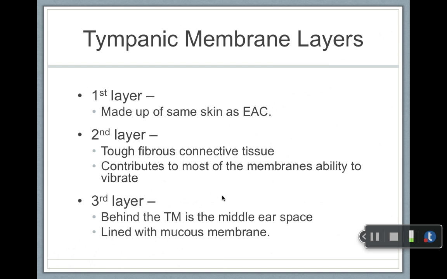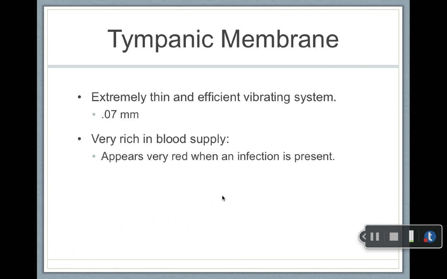There are 3 layers to that tympanic membrane. The first layer is just a continuation of the skin of the ear canal. The second layer is a fibrous connective tissue. It's tough, and that's what helps vibrate, and that's the real vibration portion of it. And the third layer of the tympanic membrane is the lining of the middle ear space. The lining of the middle ear space is very similar to the lining of your nose. So it's lined with mucous membrane. The tympanic membrane is extremely thin, and it is an efficient vibrating system.